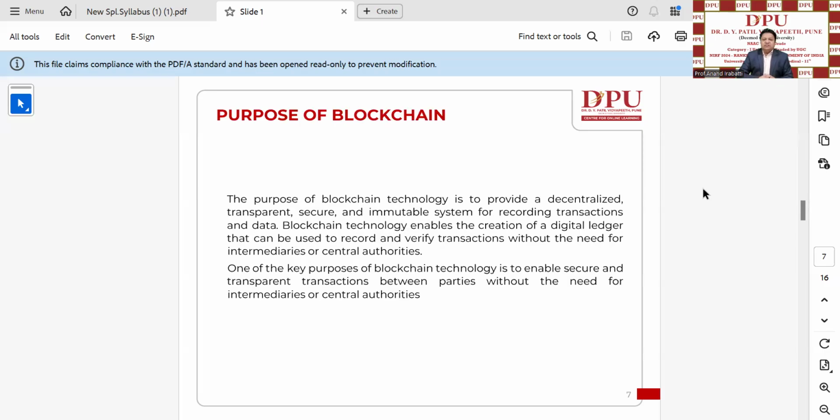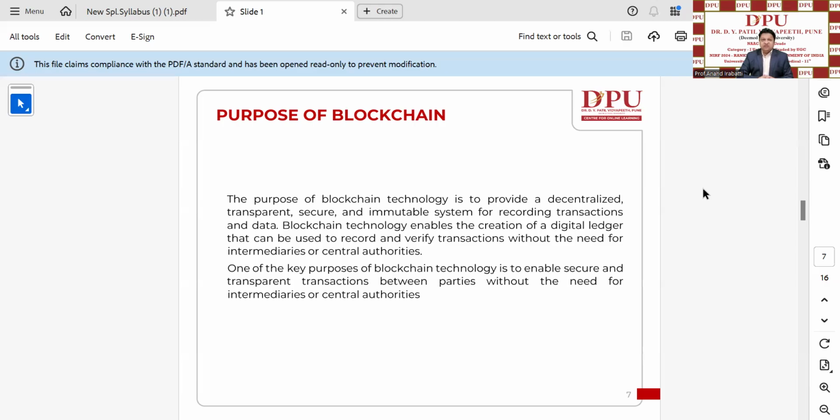Now let's understand the purpose of blockchain. The purpose of blockchain technology is to provide a decentralized, transparent, secure, and immutable system for recording transactions and data. So basically, they want to provide a decentralized system which is transparent, secure, and immutable, for recording transactions and data. That is the main purpose of blockchain.